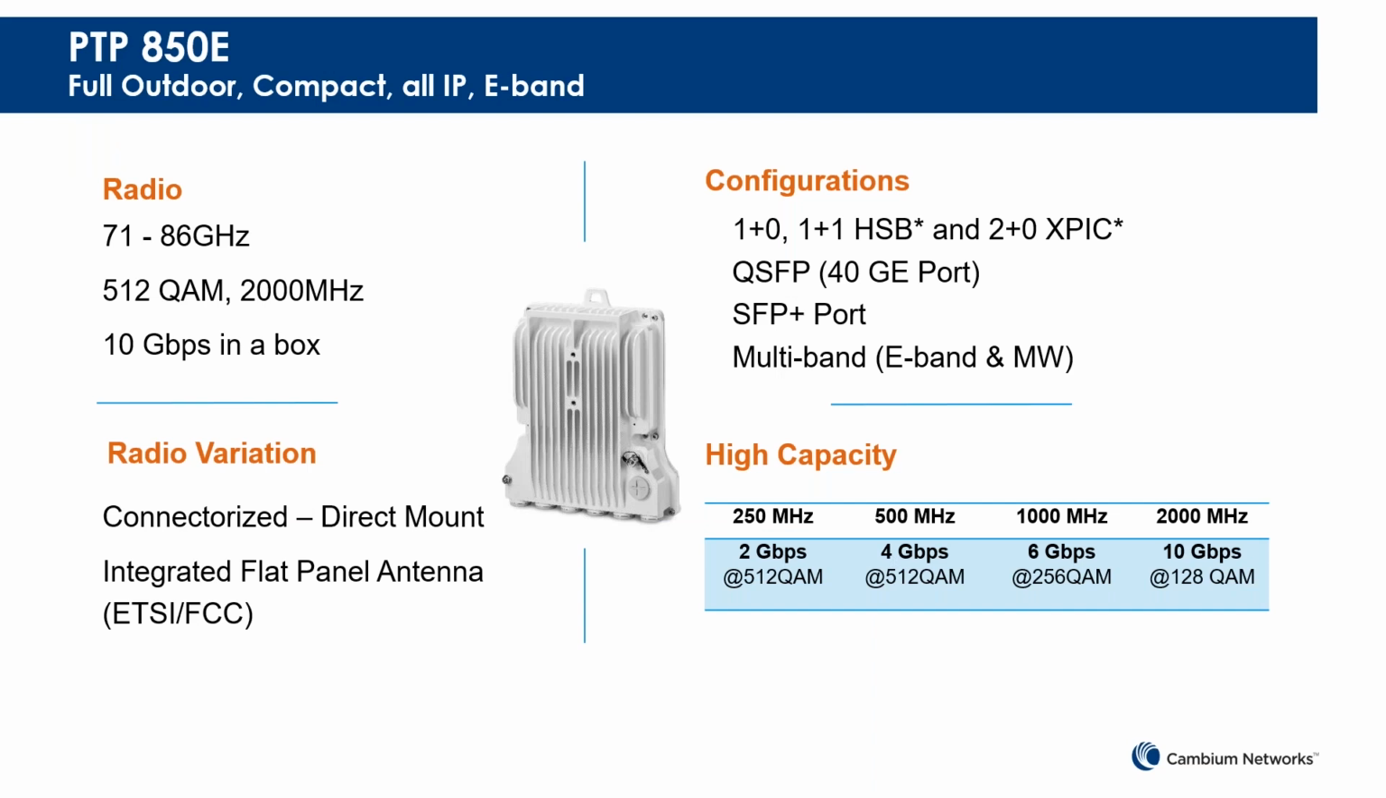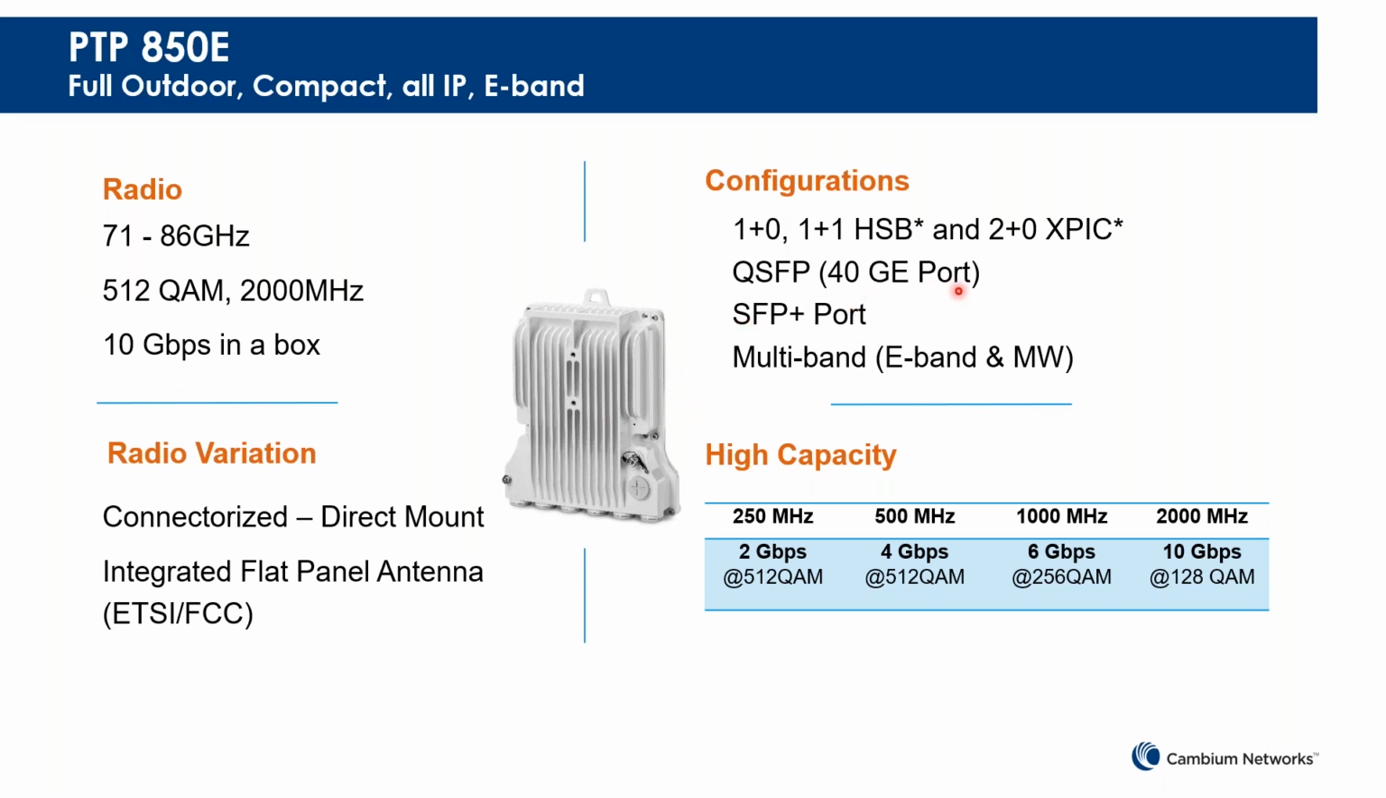Okay, so let's start. The 850E is a product we released last year in Q4. Actually, it's nearly the end of the year, so it's kind of like a new product. What we want to highlight here is that this is a 10 gig E-band radio, covering 71 to 86 gigahertz, and we support very high modulation, up to 512 QAM. There are 4 different channel sizes we support. On the 200 megahertz channel with 1024 QAM, we will be able to support 10 gigabits full duplex.